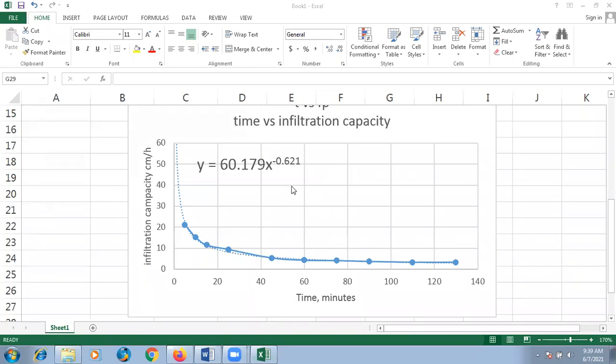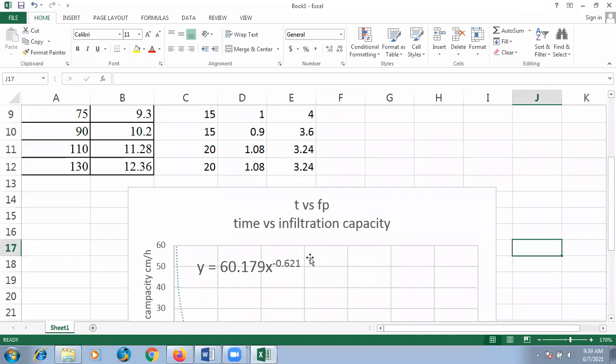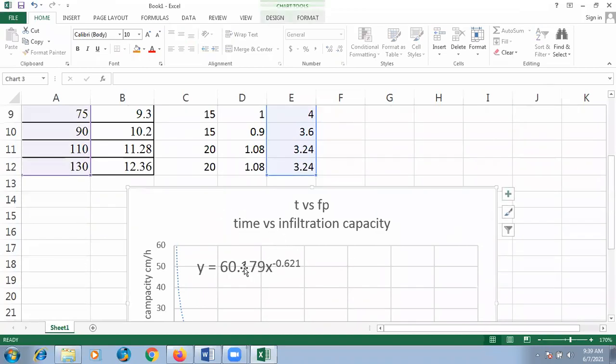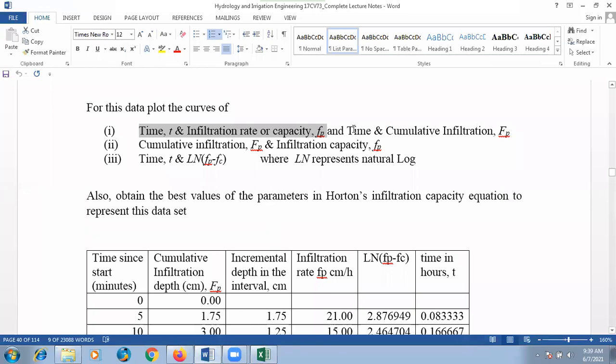Okay, so we have done the first part of the example here. I will come to this equation check once again. We have to redo this once again. Then let us look at the other part, time versus cumulative infiltration FP. So we need to plot this.